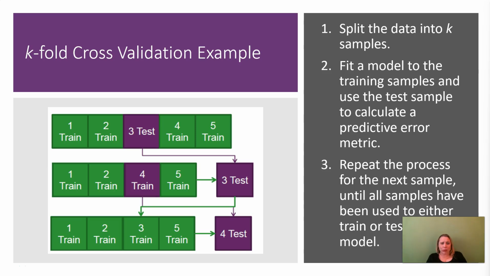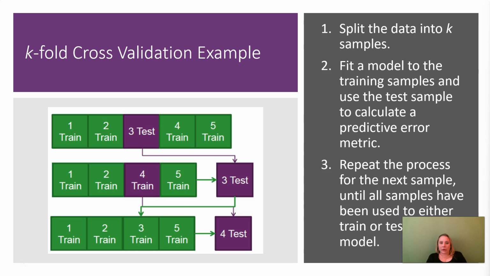So here's an example where we're looking at what we call five-fold cross-validation. Here you're splitting your data into 5 samples. In this case, we're using 5, so that means that you have 1 to test and 4 to train. And then you're going to fit the model with your train samples, and we're going to use the test data to calculate our predictive error metric.